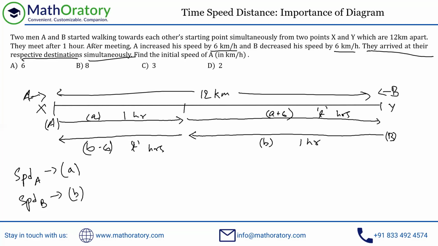So what does that mean? After meeting, whatever time it took A to reach Y, B took the same time to reach X from the meeting point, right? So whatever is the time taken for A to cover this part of the distance, B has covered in the same time this part of the distance, right?